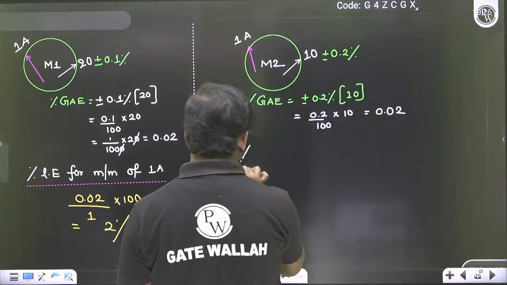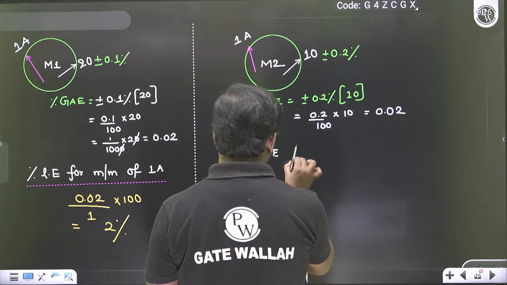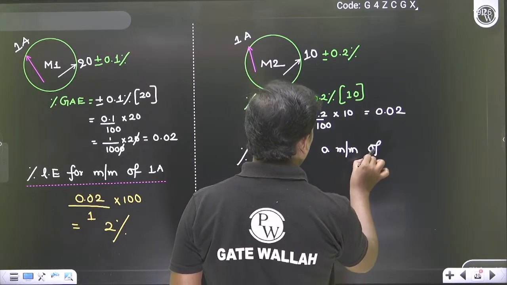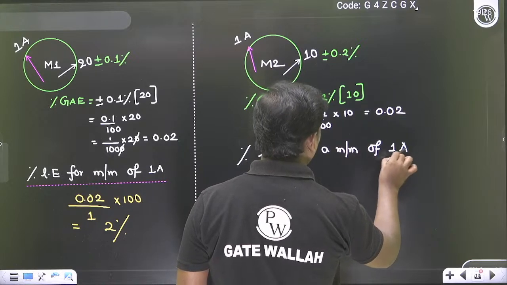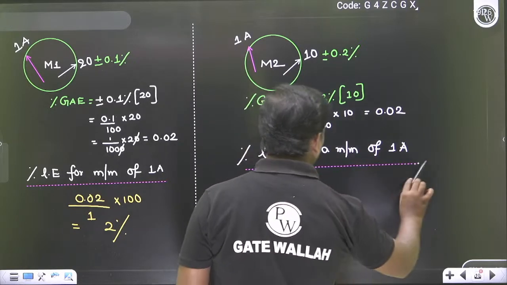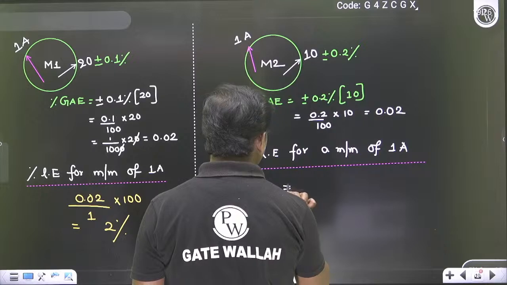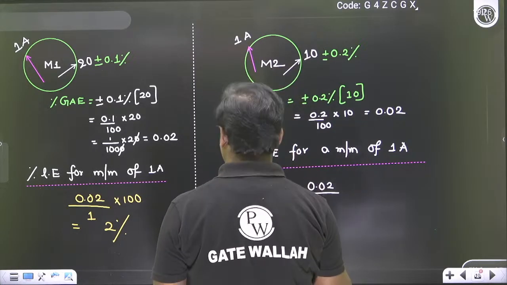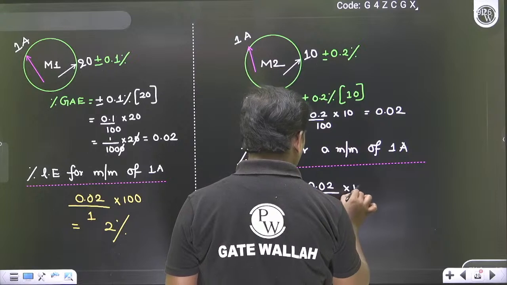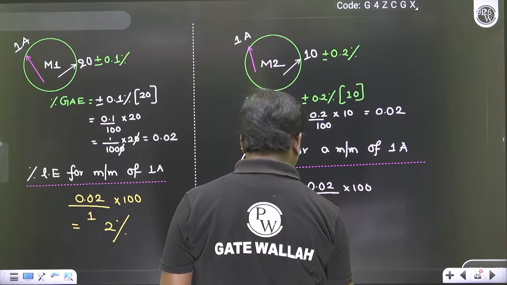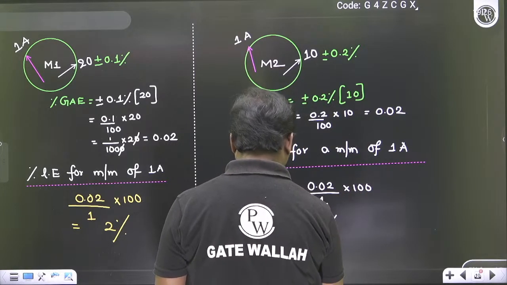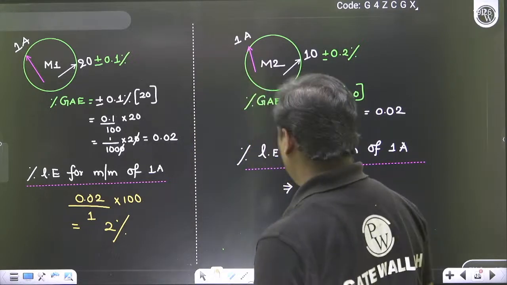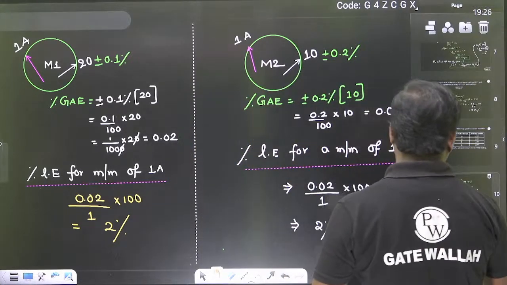Now percentage of limiting error for a measurement of 1 ampere. So how much is it going to become? Expressing this error with reference to 1 ampere into 100, that is going to become 2%. 2%. Got it?